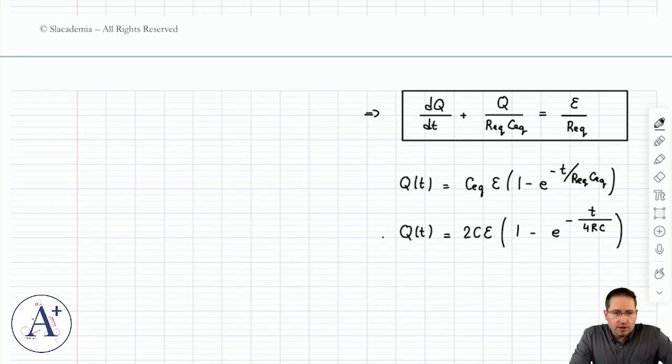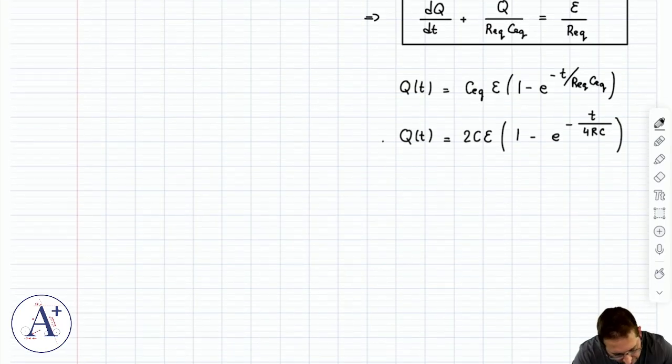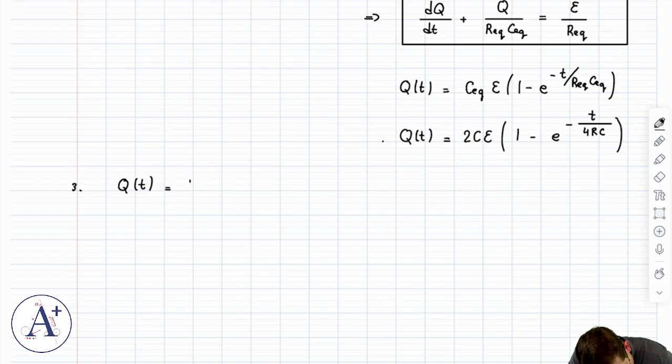Okay, so determine the current I flowing through the equivalent circuit immediately after the battery is connected to the circuit. Draw a qualitative plot of the current as a function of time. Okay, let's get the current as a function of time. So we said Q of t is equal to 2C epsilon times 1 minus e to the minus t over 4RC.